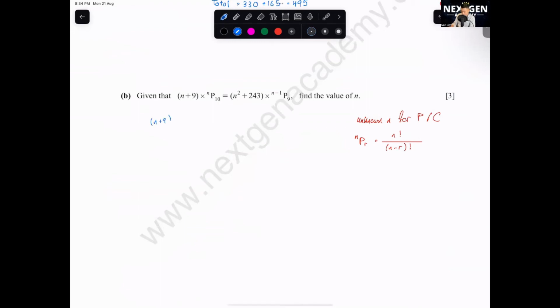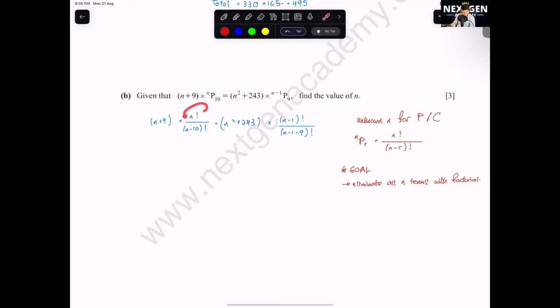You'll get n plus 9 times n factorial over n minus 10 factorial equals n squared plus 243 times n minus 1 factorial over n minus 1 minus 9 factorial. The goal is to eliminate all n terms with factorial. You need to understand this type of question, what you want to get rid of.